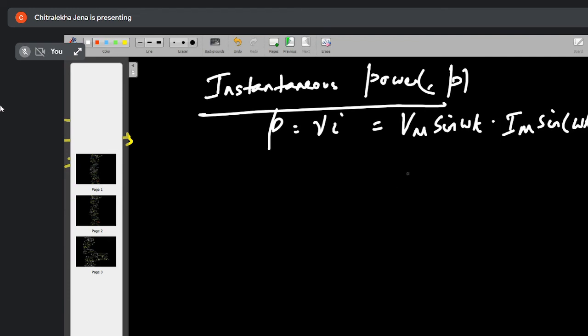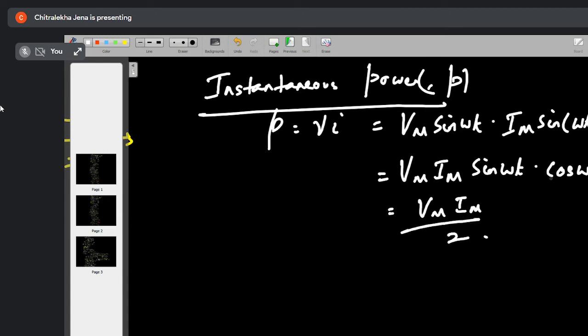So this is equal to Vm Im sin omega t. Sin omega t plus pi by 2 is cos omega t. So this is equal to Vm Im divided by 2 sin 2 omega t. 2 sin omega t into cos omega t is your sin 2 omega t. So this one is divided by 2.